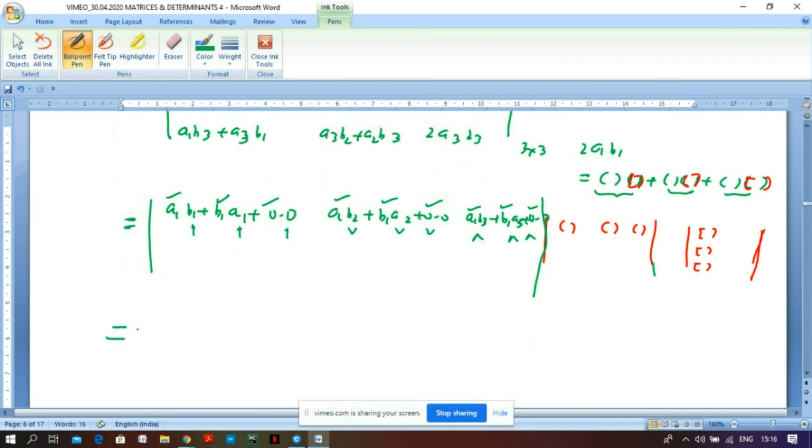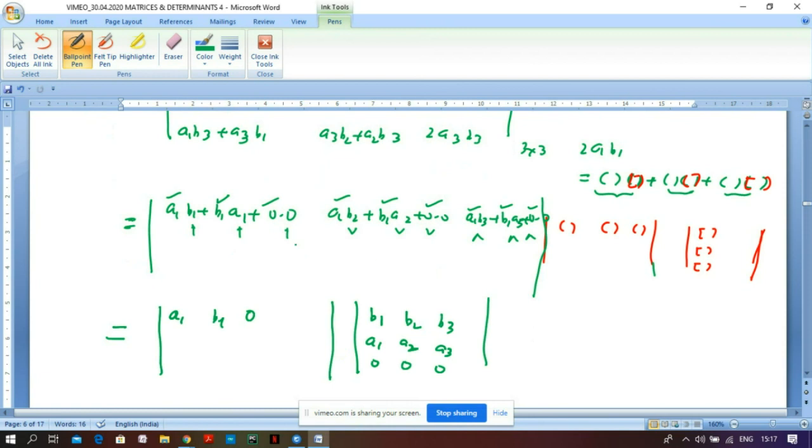So using this one, suppose I write my first row. So I'm writing this as a1 b1 0, and then if I define here b1 a1 0, b2 a2 0, and b3 a3 0, my matrix is getting filled up now.